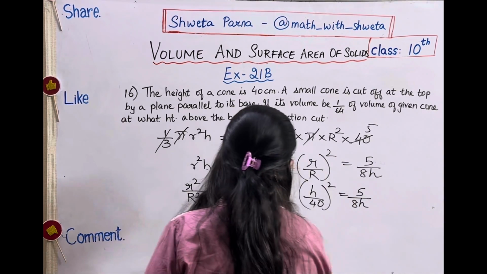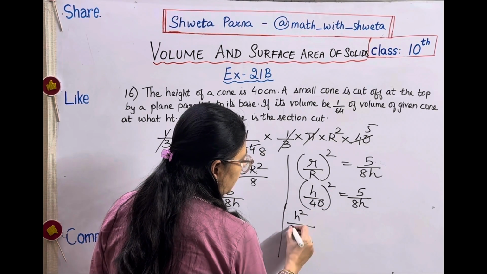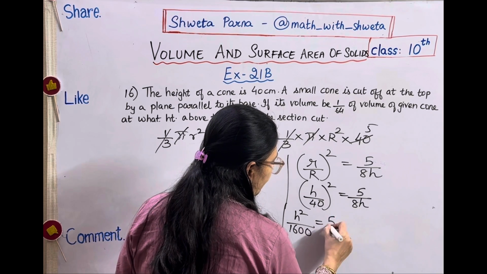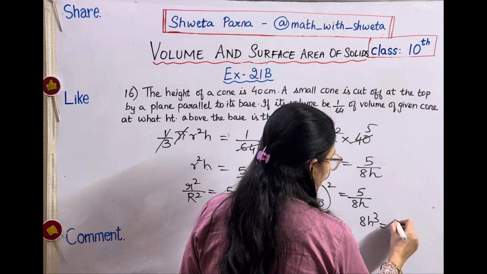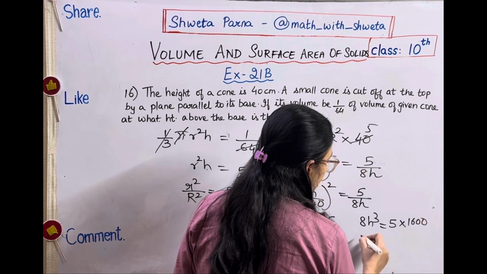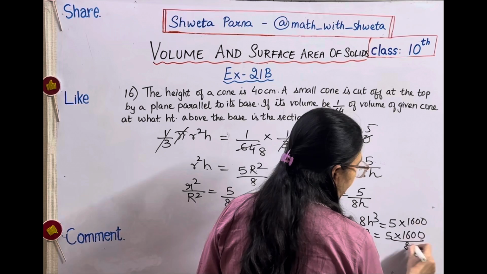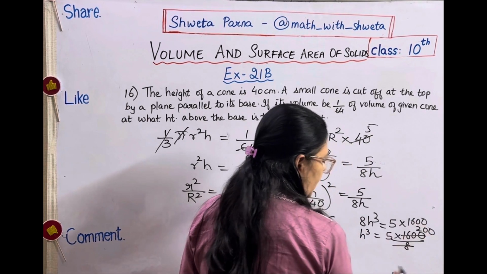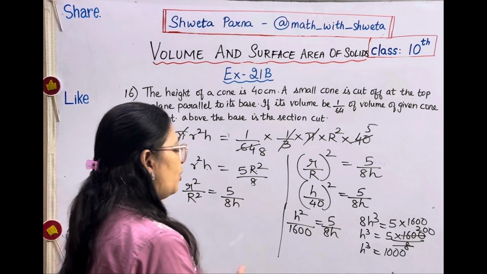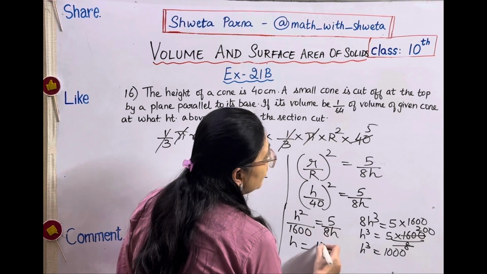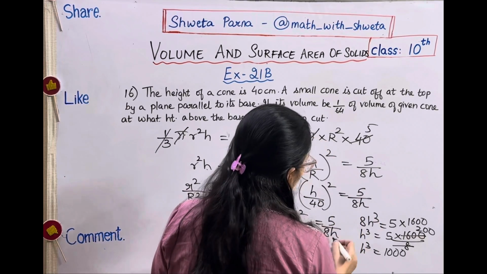Okay. Now let's find the value for h. So this will become h square upon 1600 is equal to 5 upon 8h. Cross multiply, 8h cube is equal to 5 into 1600. So h cube is equal to 5 into 1600 divided by 8. 8 200s. So h cube is 1000. So if h cube is 1000, what is the value of h? h is 10 meter, right, or centimeter? They have not given anything. 40 centimeter, yes, 10 centimeter.